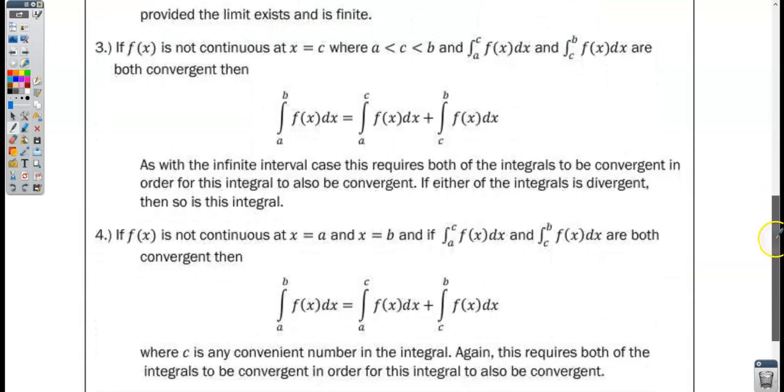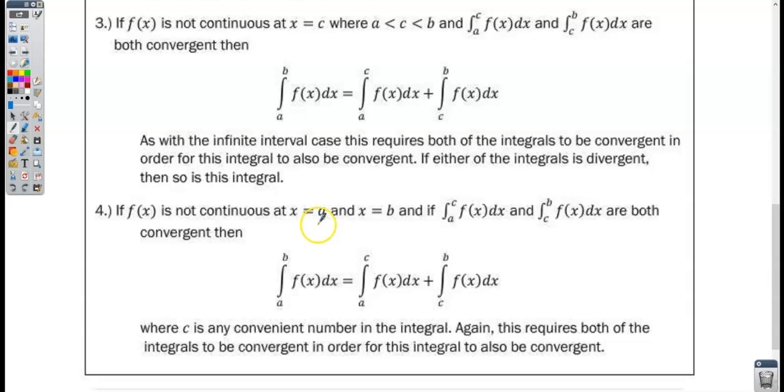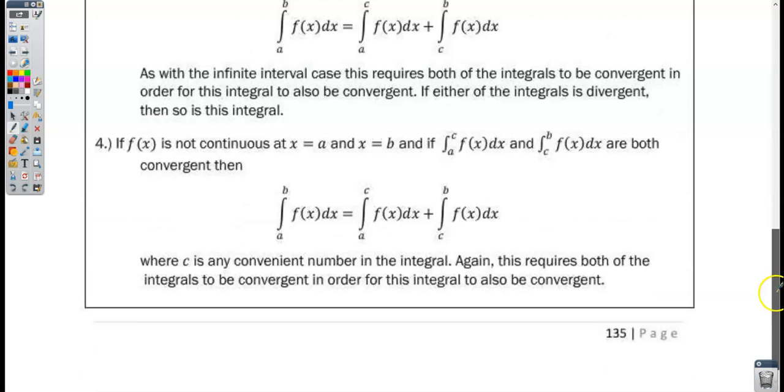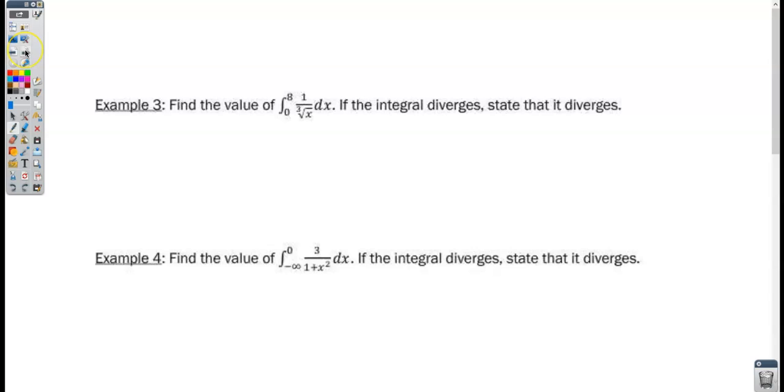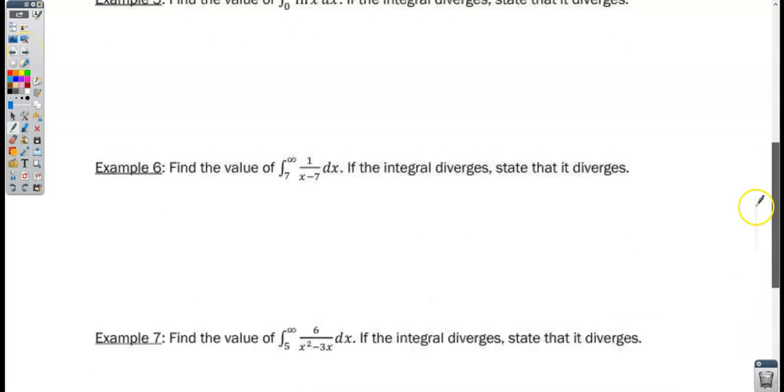And then lastly, if it's not continuous at either of the endpoints, we can again split it up. And this is just like before. We can choose a convenient number in the interior so that we can break this up. Again, both integrals need to be convergent here for this integral to be convergent. All right. So that's what can happen with the interior. Let's go ahead and start working through a bunch of examples here.